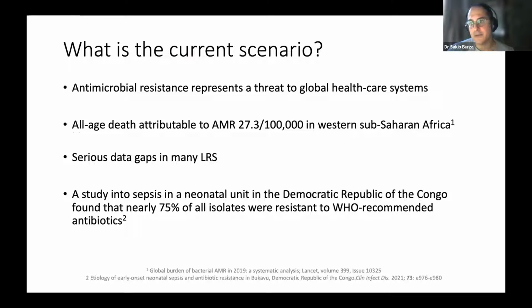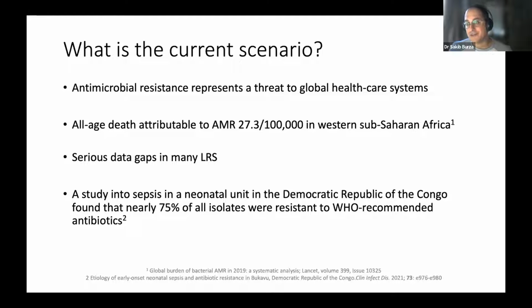So just a little bit about the current scenario from the global health perspective. We all know that AMR is a big threat to global health systems across the board. And if you look at the number of deaths that are associated with AMR, this is from a recent publication in the Lancet, it's as high as 27.3 out of 100,000 in Western Sub-Saharan Africa. To put that in comparison, that's 6 in 100,000 in Australia.